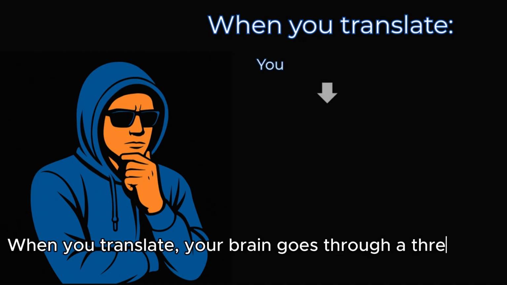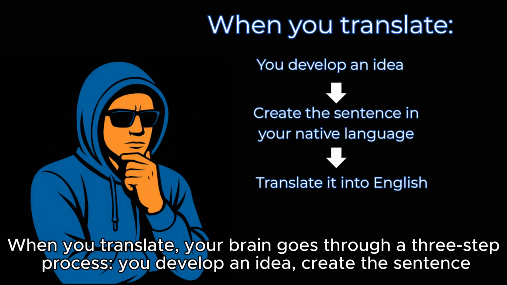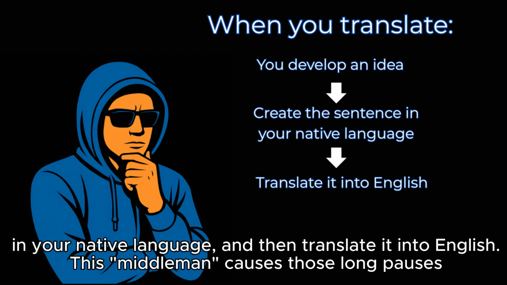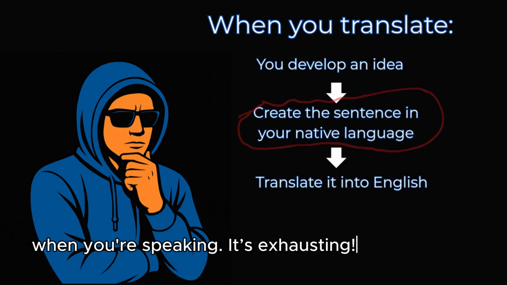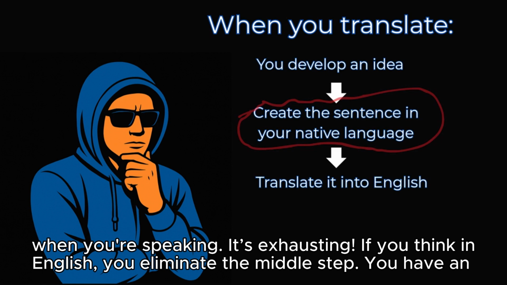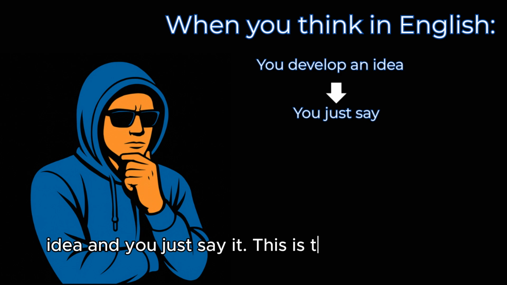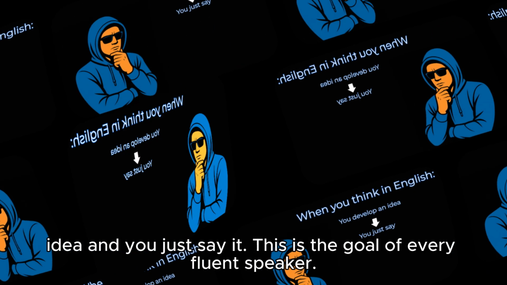Let's go. When you translate, your brain goes through a three-step process. You develop an idea, create the sentence in your native language, and then translate into English. This middleman causes those long pauses when you're speaking. It's exhausting. If you're thinking in English, you eliminate the middle step. You have an idea and you just say it. This is the goal of every fluent speaker.